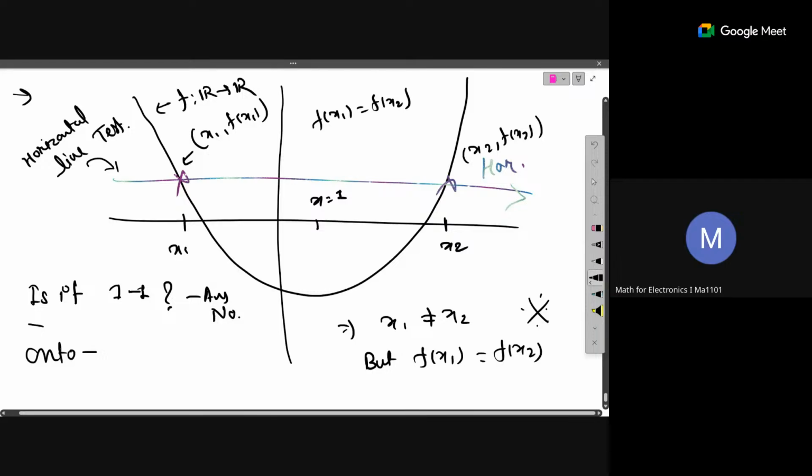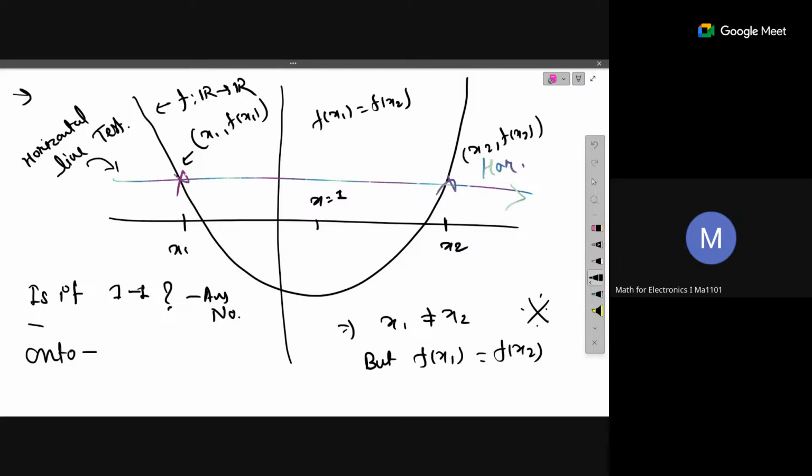So what does an onto function say? Onto function says for every point you should get a pre-image, right? But here I'm saying that the function is from real number to real number. That means the codomain is the whole real number line, the whole y-axis. So if I consider this point, suppose y is equal to minus 10, then for y equal to minus 10, I don't have any pre-image, right? Because the function is not intersecting this particular line, y equal to minus 10.